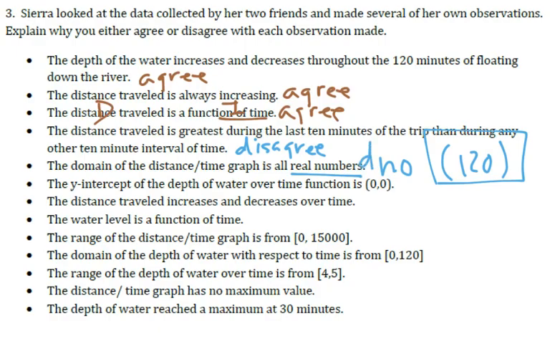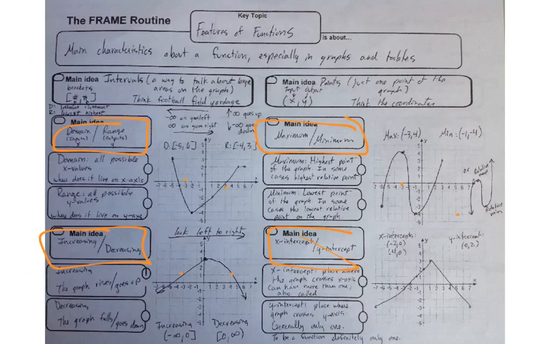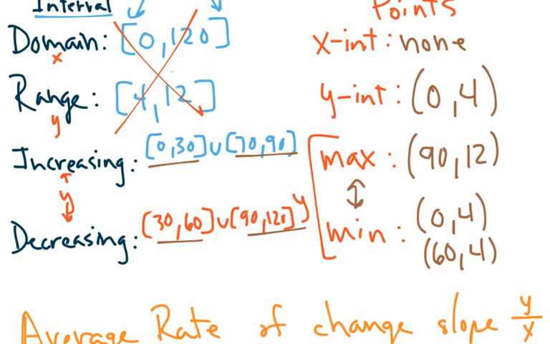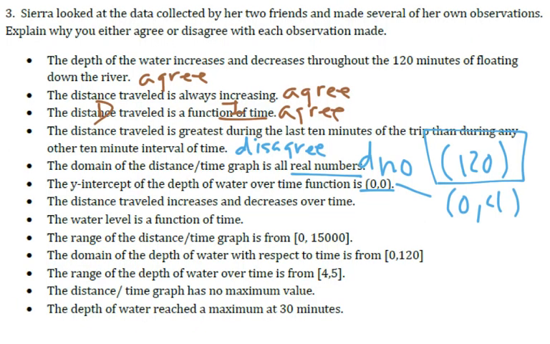Disagree. The y-intercept of the depth of water over time function is 0, 0. No, for our depth, our y-intercept was 0, 4, right? If we go back to that, y-intercept 0, 4. So we would disagree with that one. The distance traveled increases and decreases over time. Okay, that's kind of the same way of saying it. This one, we disagree with that.